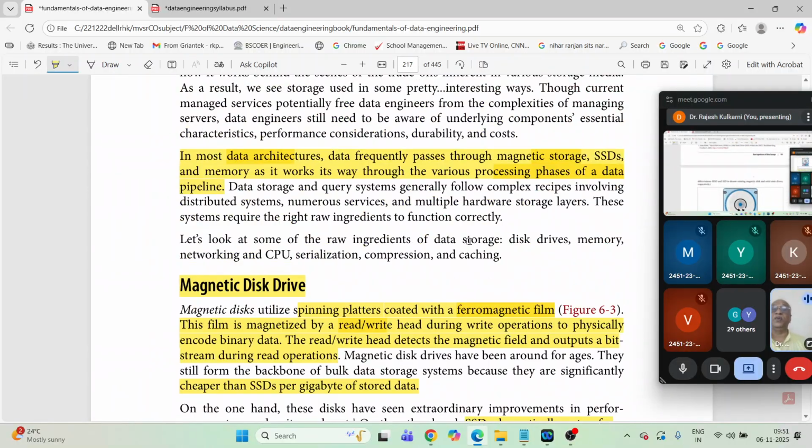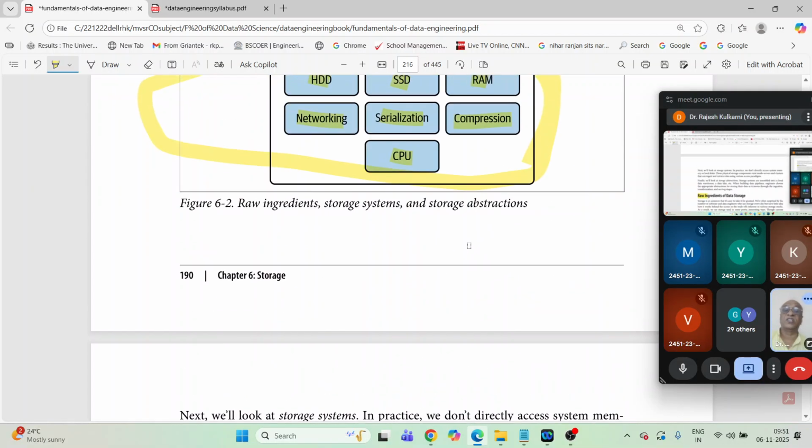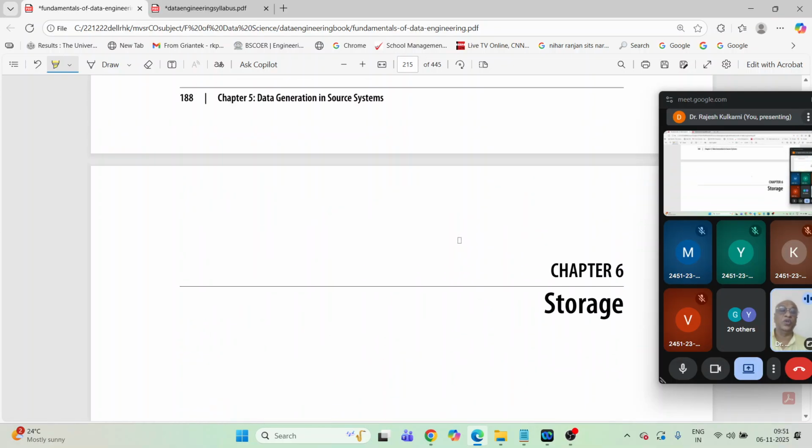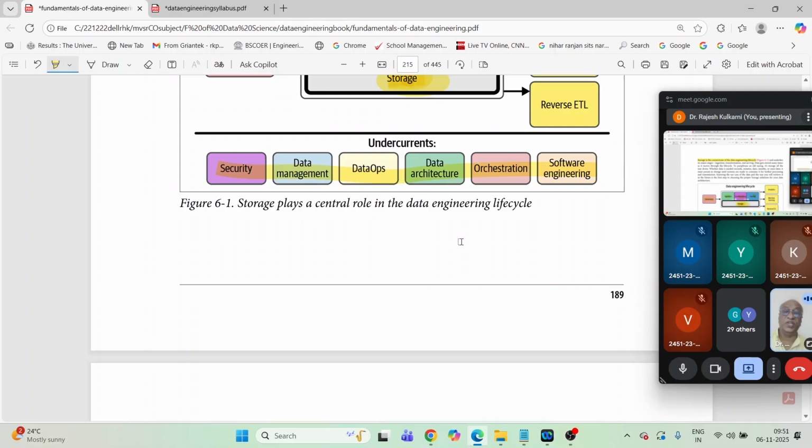Under what topic are we discussing all this? Under raw ingredients of data storage. And this entire thing, under what topic are we discussing? Under the topic storage. Okay, this is our chapter storage from the syllabus.